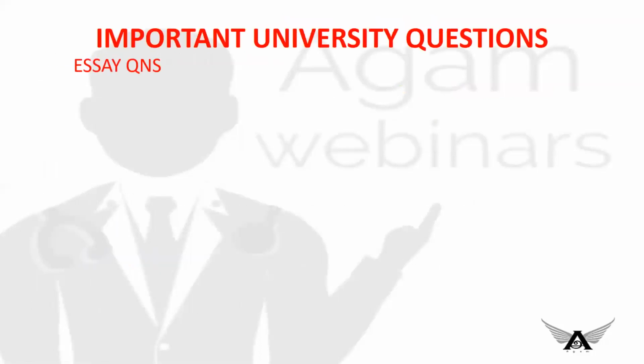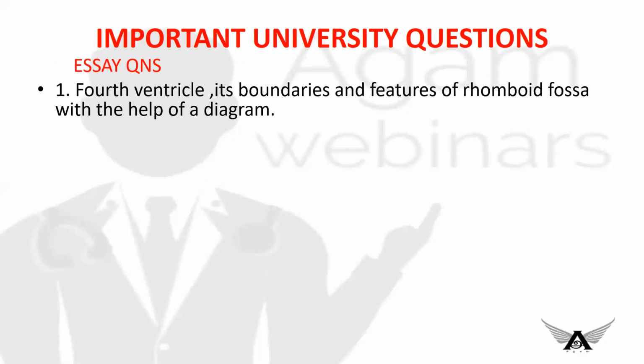Now you will have important university questions. I have found them from many textbooks. The most important essay questions you will surely get, and if it's not an essay question, it will be a sure 5 mark. The fourth ventricle, its boundaries, features of rhomboid fossa. That is the rhomboid fossa or diamond fossa. We already discussed that with the help of a diagram. So you want to draw the diagram.